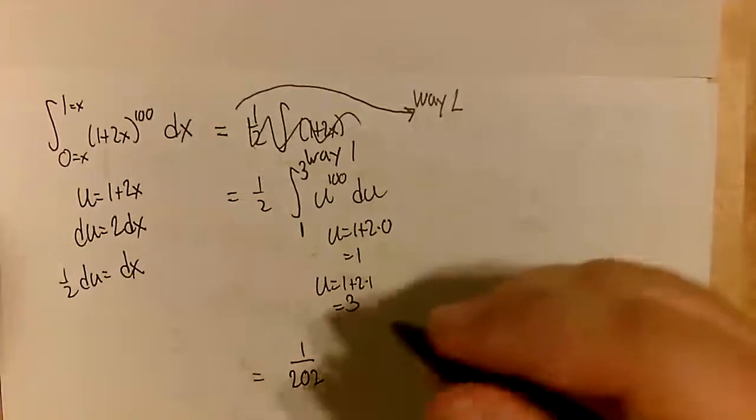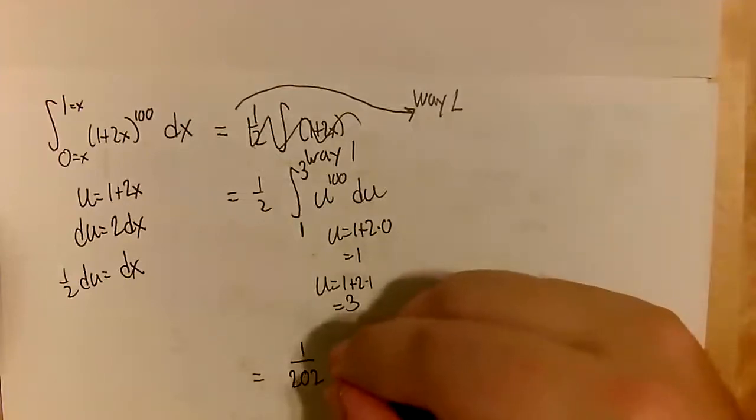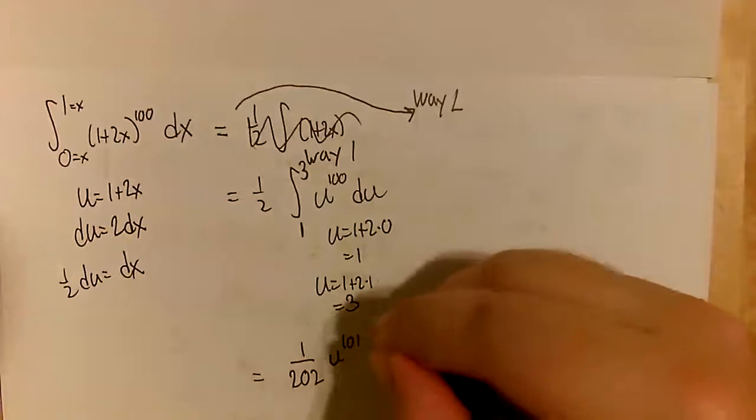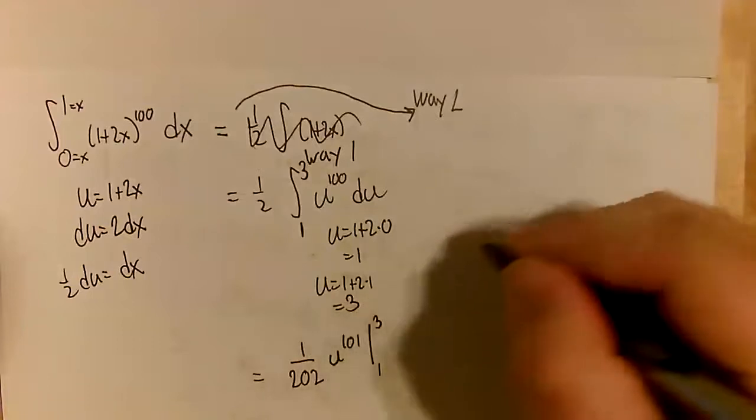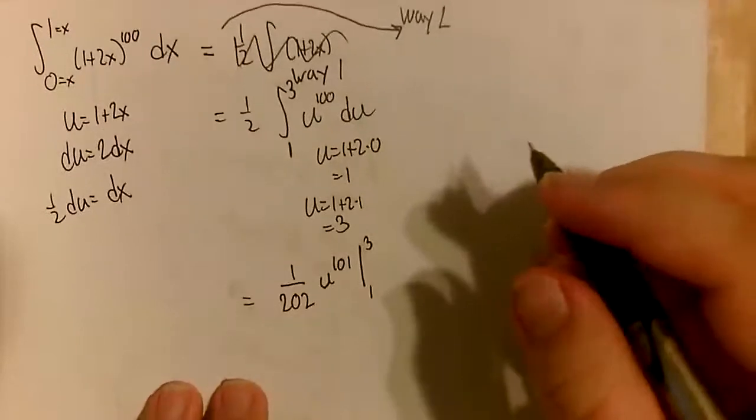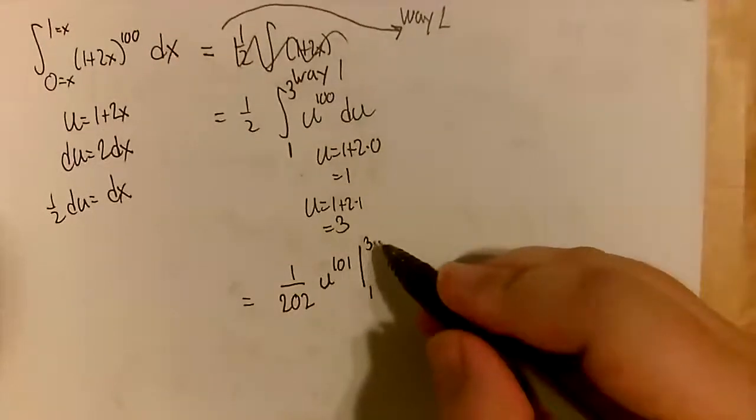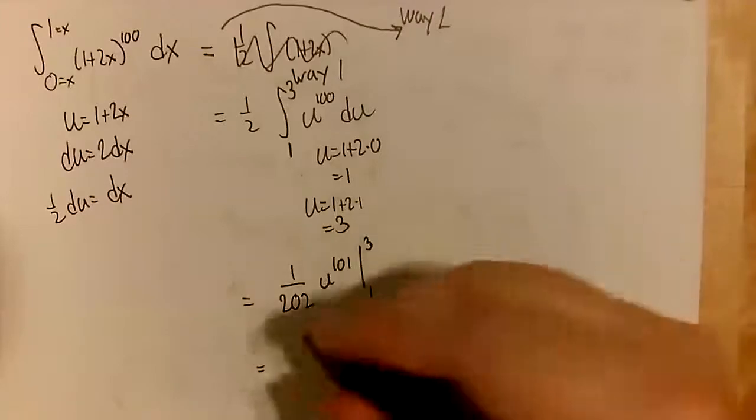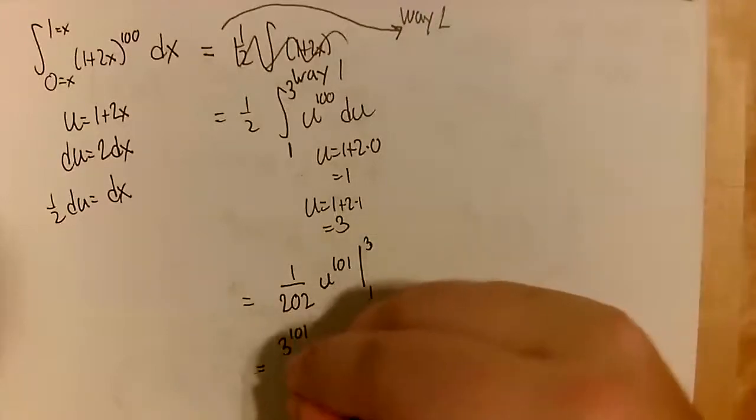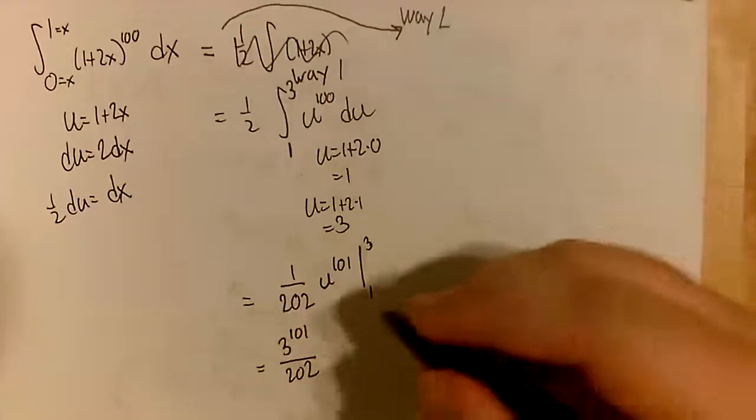Now multiplied by 2, that'll be 1 over 202. And we have u to the 101, and that's going to be from 1 to 3 right here. All right, and then finally, remember the way this is done is we first plug 3 in for our variable. So we have 3 to the 101 over 202.